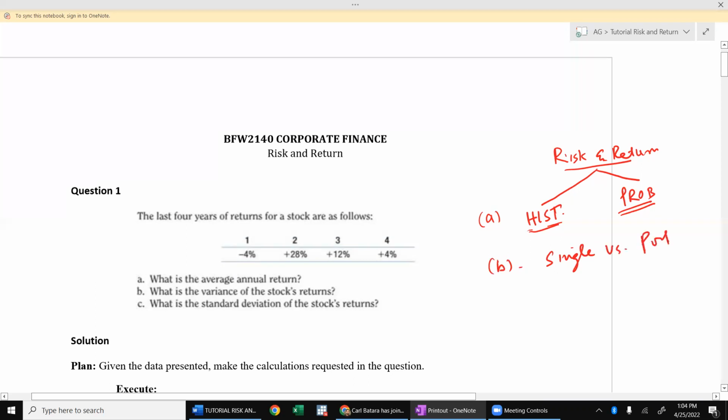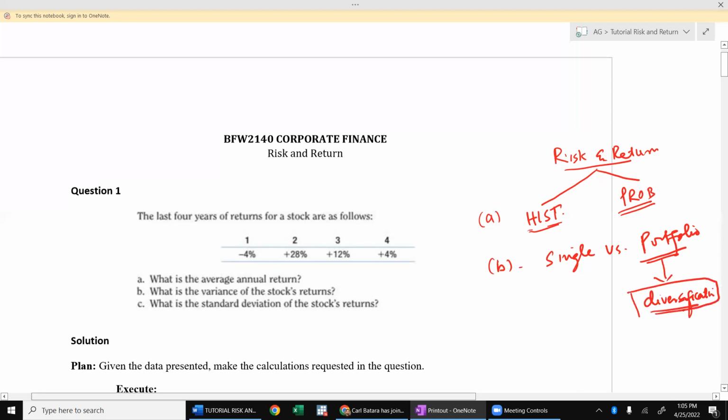Okay, so by the way, what was the purpose of making a portfolio? Why do we need to construct portfolios instead of investing in single assets? Anyone? Diversification. Very good. So diversification is the major objective of constructing portfolios.